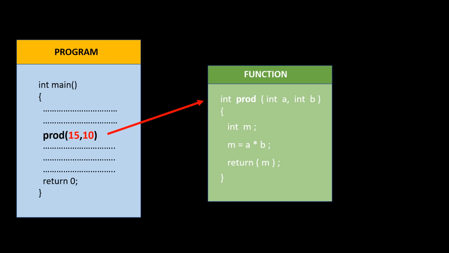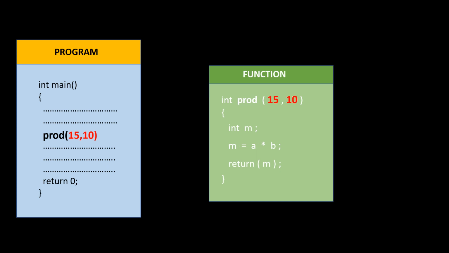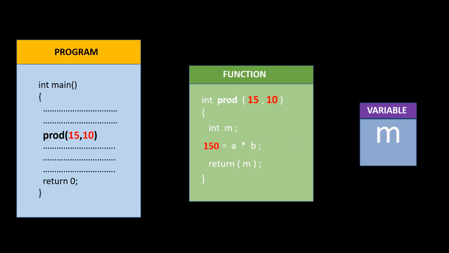The first parameter 15 is passed from the main program to the first parameter location at a in the function. The second parameter 10 is passed from the main program to the second parameter location at b in the function. 15 and 10 are assigned to a and b respectively, and the product is obtained. This product is then assigned to m. Remember that m is a variable or memory location where an integer value can be stored.